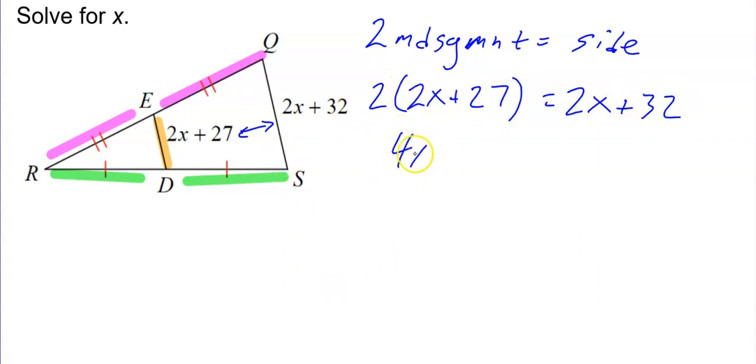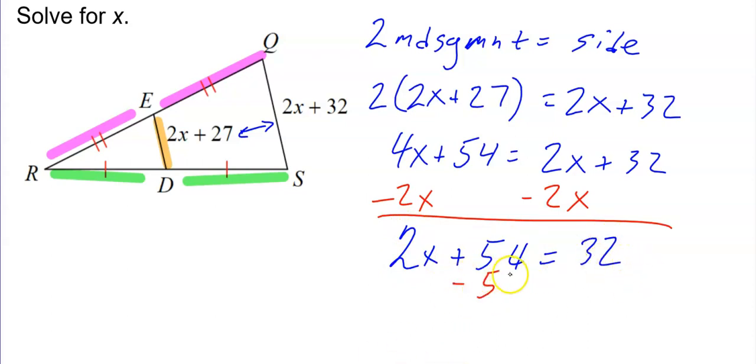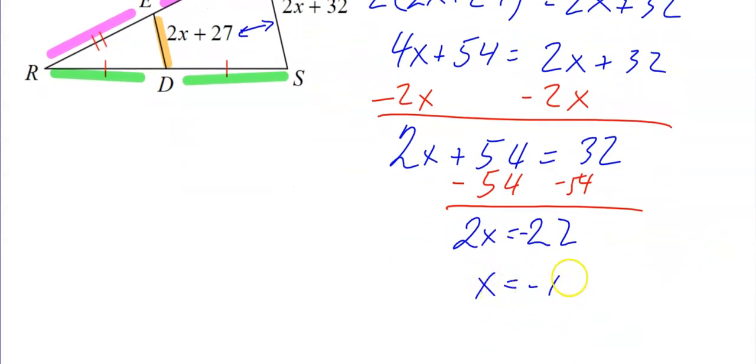Distribute. 4x plus 54 equals 2x plus 32. Get the x's on one side, so I'm going to subtract that 2x from both sides. So 2x plus 54 equals 32. Looks like we're going to get a negative x again, but that's okay. Subtract 54 from both sides. So 2x equals negative 22 again. Oh, this is kind of cool. So x equals negative 11 again.